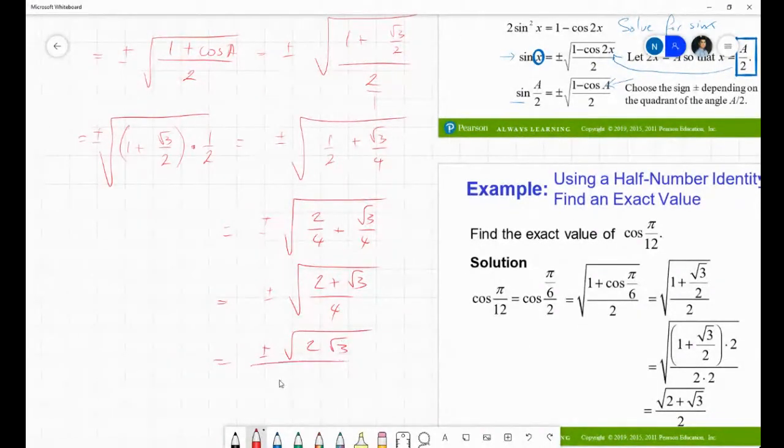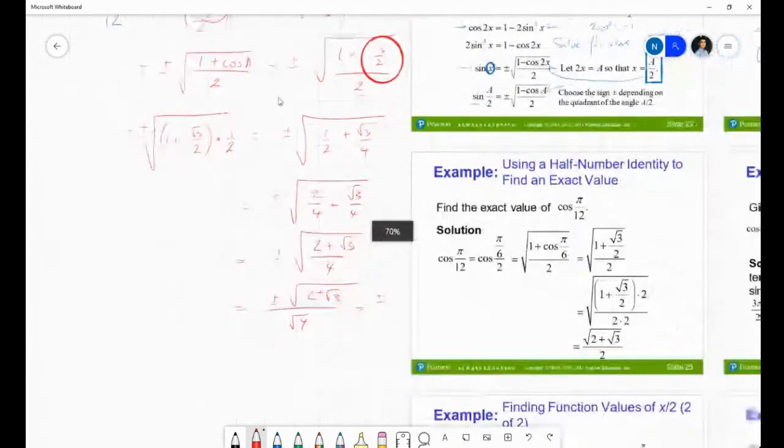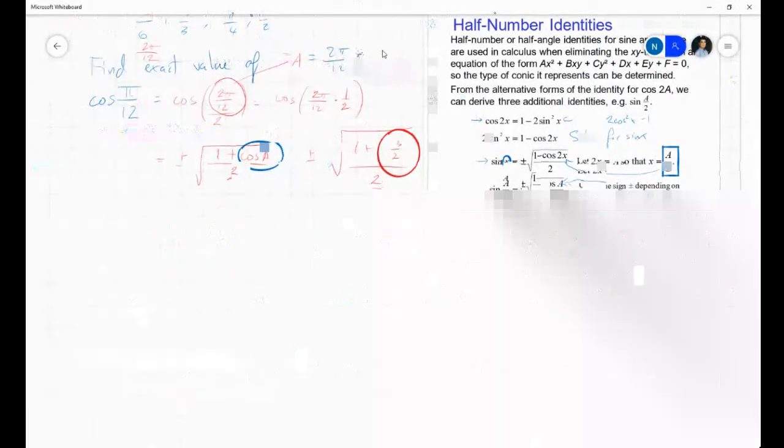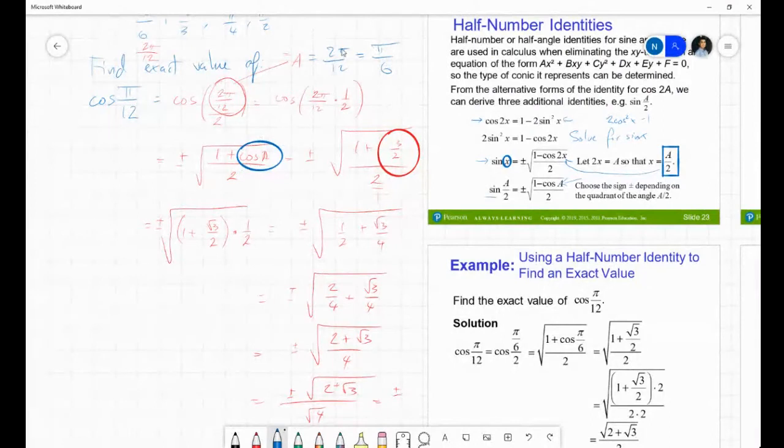Question? Yeah. How did you get the 3 over 2? How did I get this one right here? Yeah. That is cosine of A. And A was equal to 2 pi over 12, or pi over 6. And cosine of pi over 6 is square root of 3 over 2.